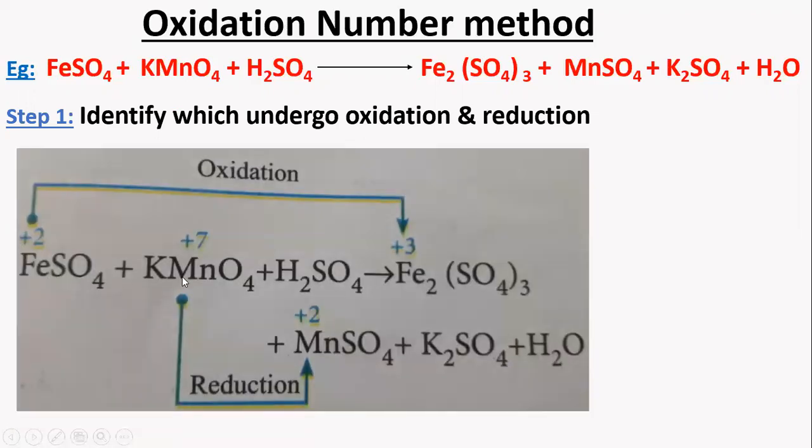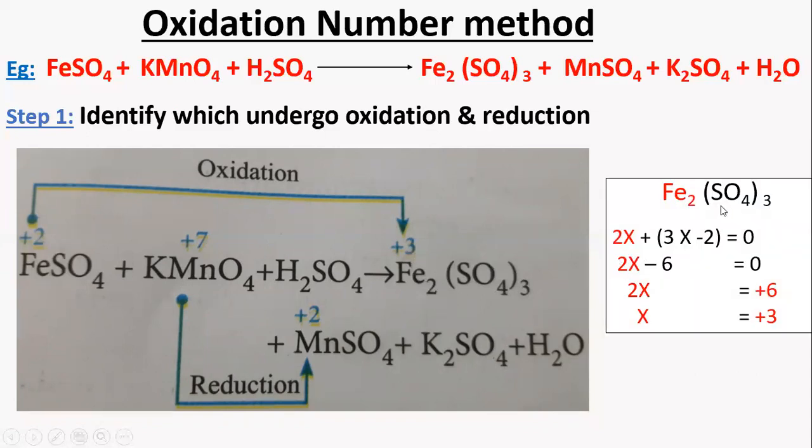See, let us take one example. Ferrous sulfate reacts with potassium permanganate along with H2SO4. Okay, see here what happened. We get the products manganese sulfate and potassium sulfate along with ferric sulfate. Now FeSO4 will have +2 oxidation state, and here in Fe2(SO4)3 it will have +3 oxidation state. Here I have solved for this Fe2(SO4)3.